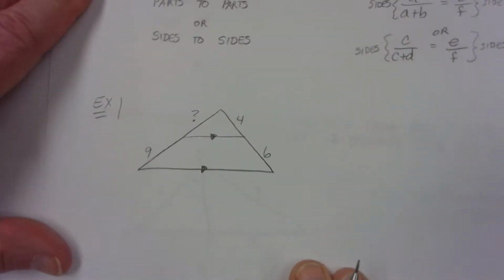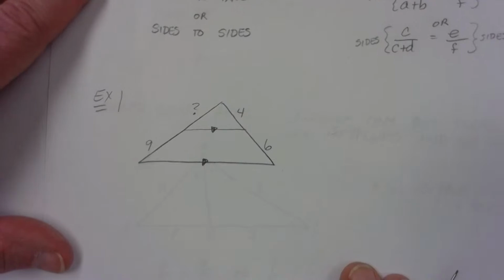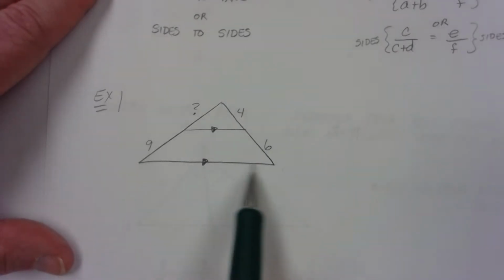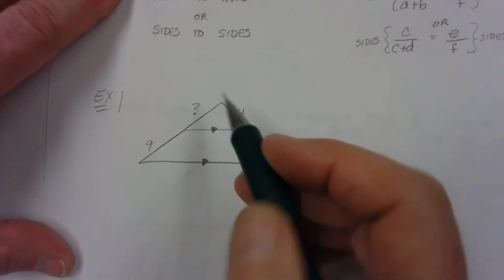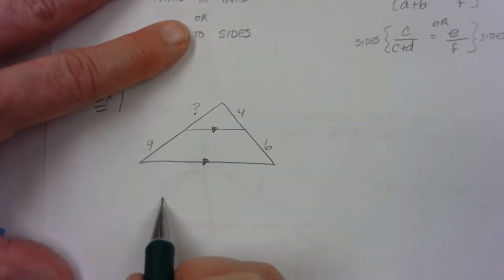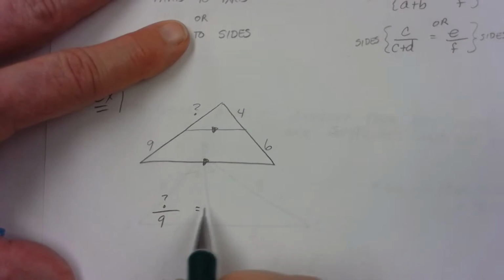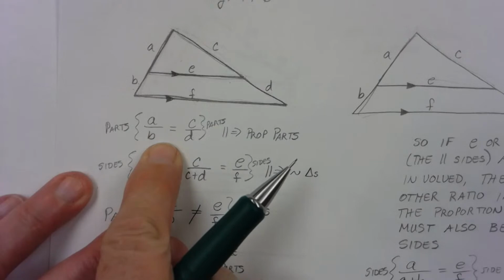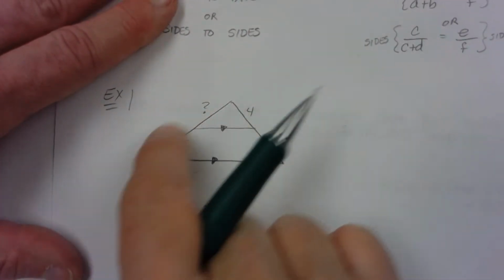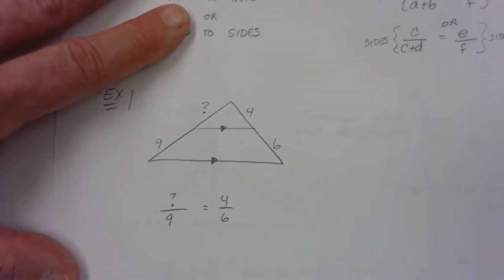Okay, so let's look at example 1, try to figure out what we've got. Notice that the parallel sides are not involved at all. There's no X on them, there's no numbers on them, there's nothing. It just seems to be the parts. So because of that, I can say question mark is to 9 as 4 is to 6. That's referring to this right up here. Parts is to parts. So this part is to this part as this part is to this part. That's legal. That's not a problem.